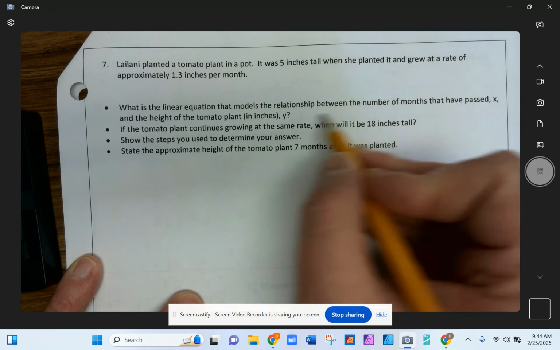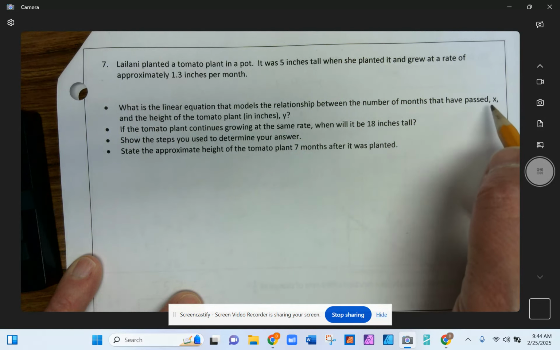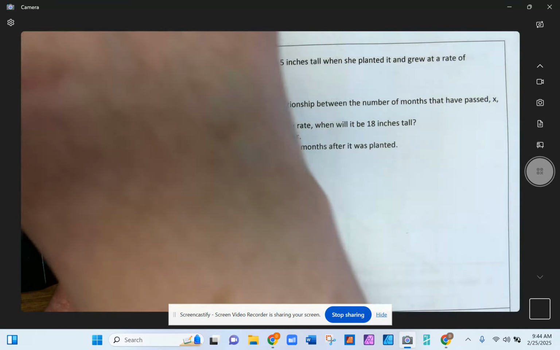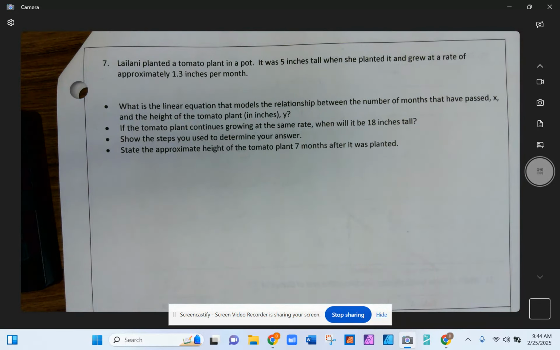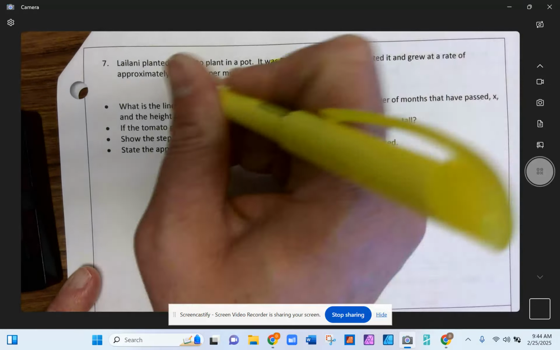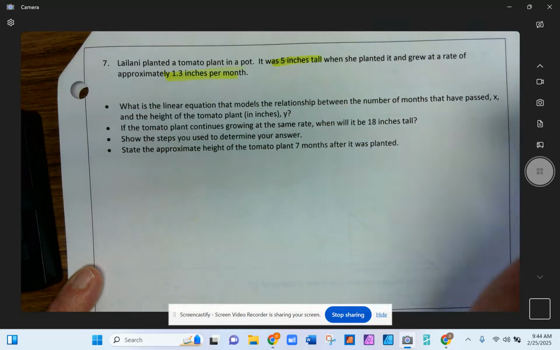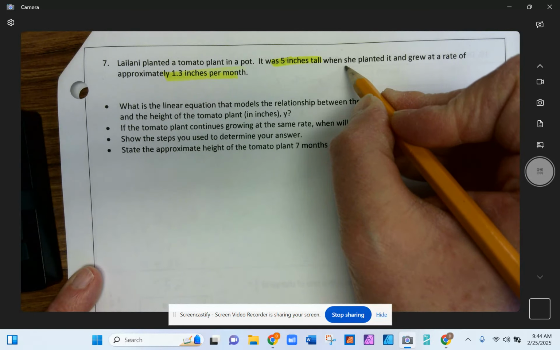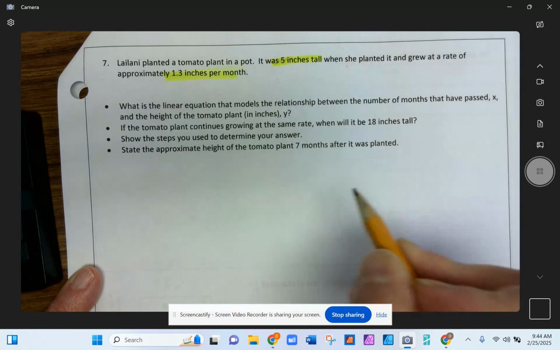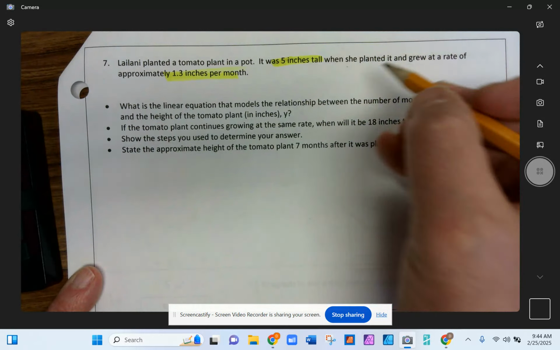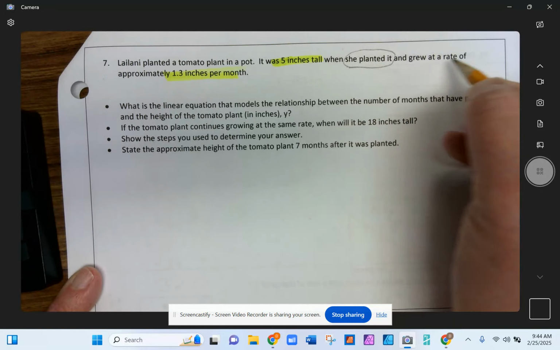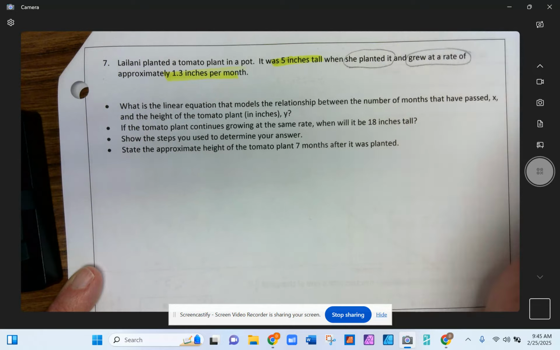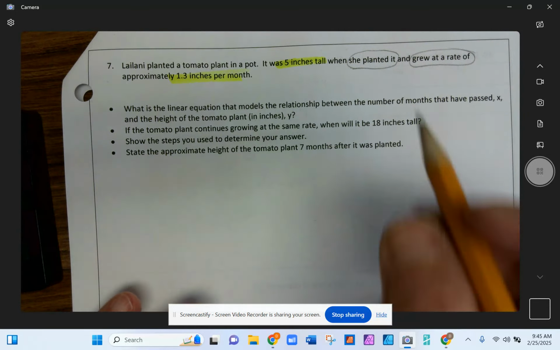The models the relationship between the number of months that have passed, x, and the height of the tomato plants in inches, y. Let me grab a highlighter. Okay, 5 inches tall, grew. When she planted it, and grew at a rate of. Those are kind of the important things I would underline here.